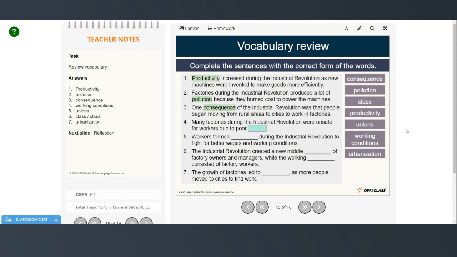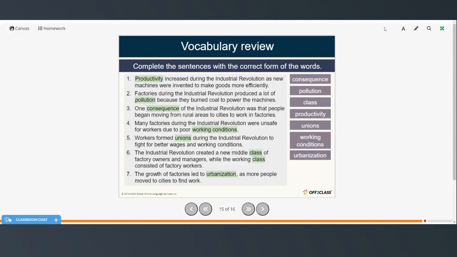Many factories during the Industrial Revolution were unsafe for workers due to poor working conditions. Workers formed unions during the Industrial Revolution to fight for better wages and working conditions. The Industrial Revolution created a new middle class of factory owners and managers, while the working class consisted of factory workers, and the growth of factories led to urbanization as more people moved to cities to find work.